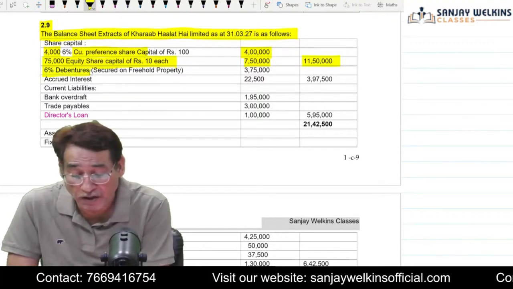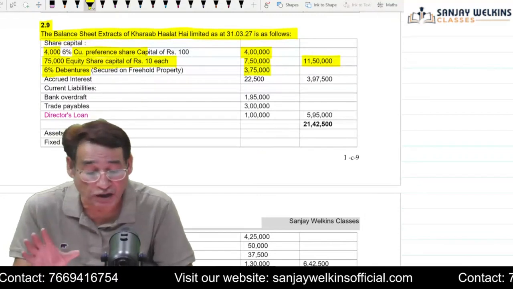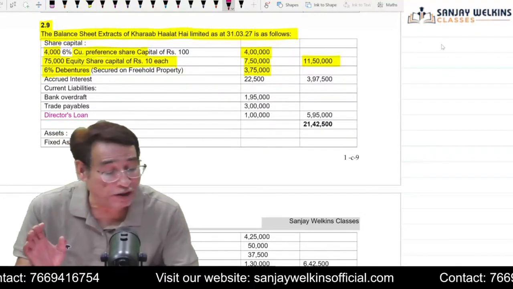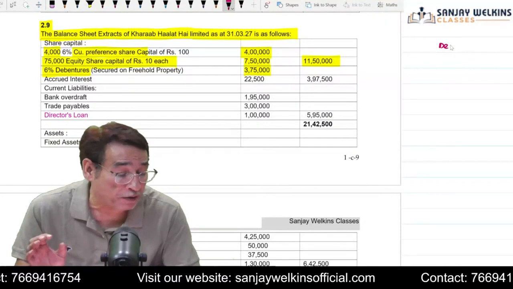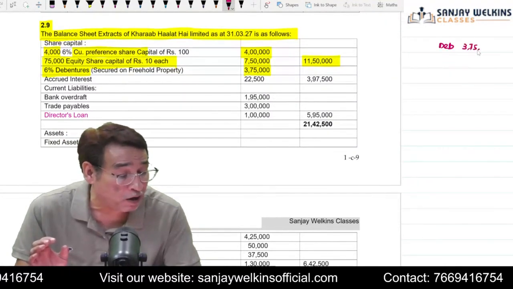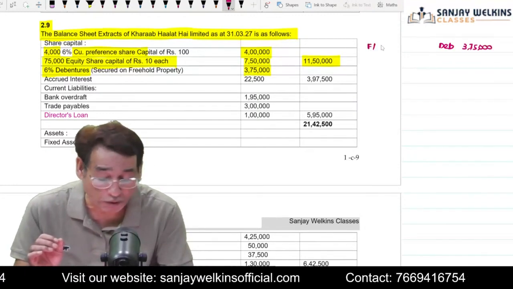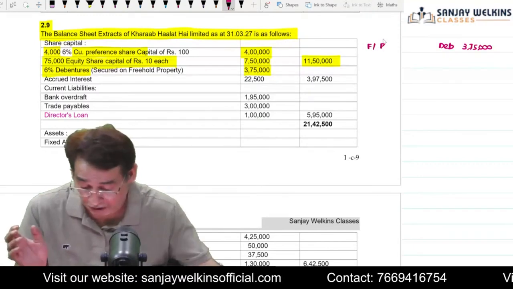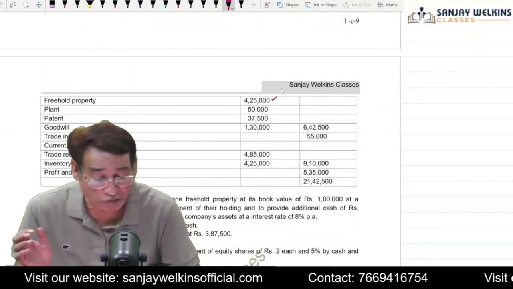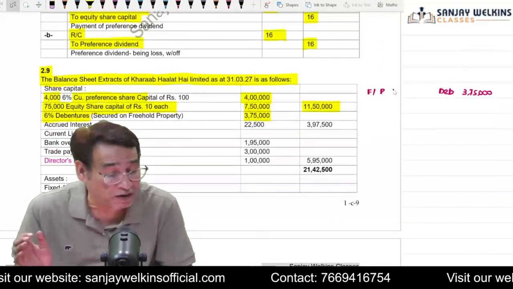Then we have been given 6% debenture secured on freehold property, 3,75,000. Total amount of debenture is 3,75,000. And these debentures have been issued on the security of freehold property. And freehold property in the question given is 4,25,000.